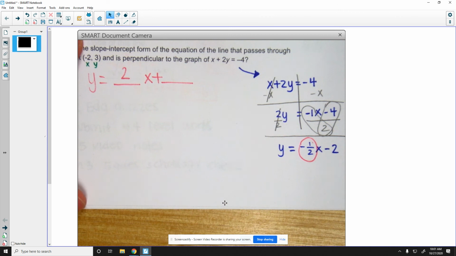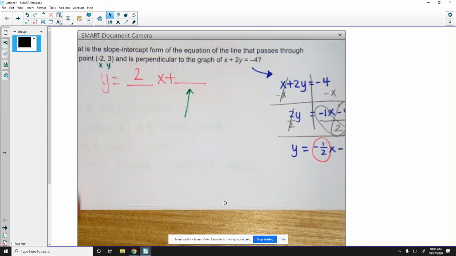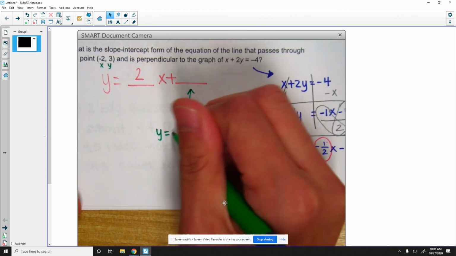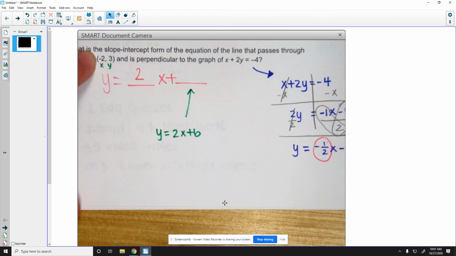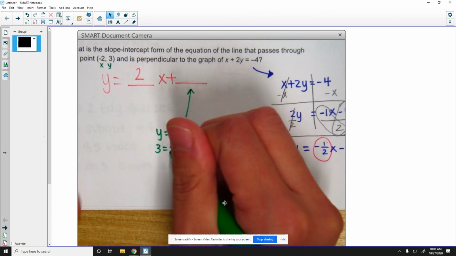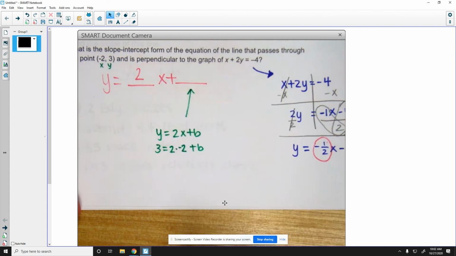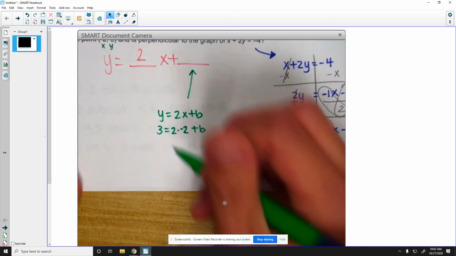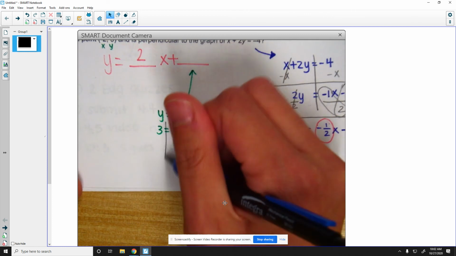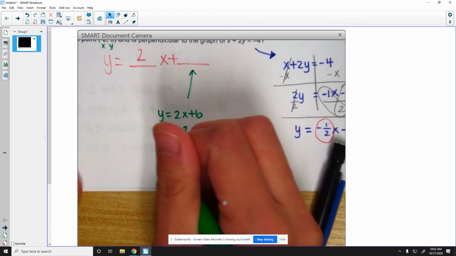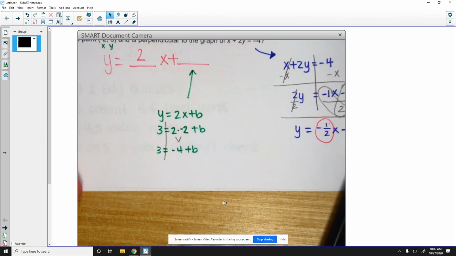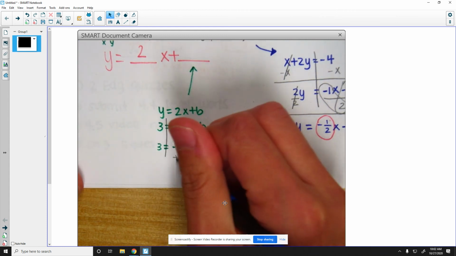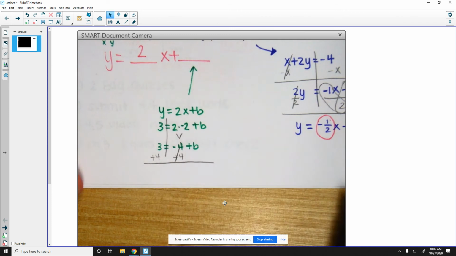Aren't I just doing exactly the same thing that Cameron just told me to do in the other problem? Right? Here's my equation, y equals 2x plus b. And plug in your x and your y. So your y is 3, your x is negative 2, plus b. So at this point, multiply. So you have 3 equals negative 4 plus b. And then I'm going to add 4 to both sides. So you have 7 equals b. So b equals 7.